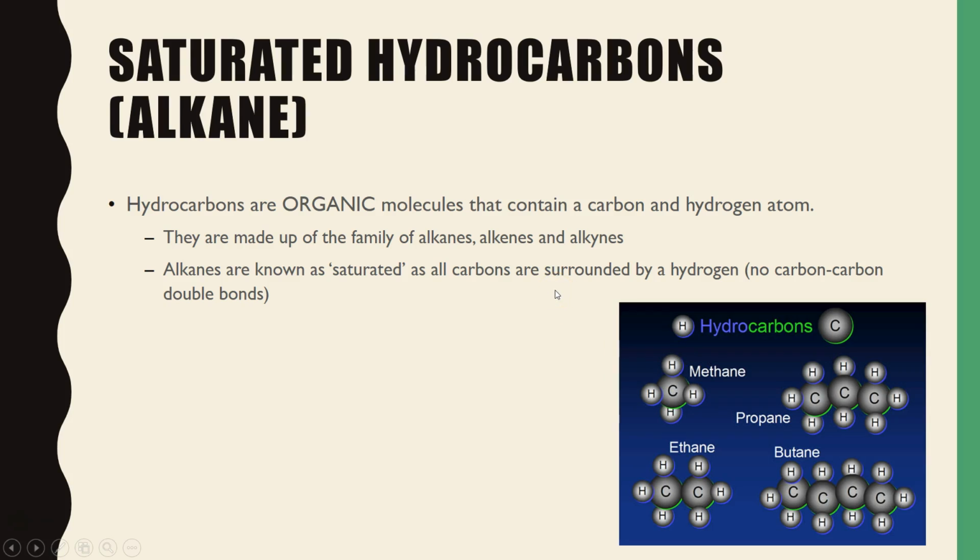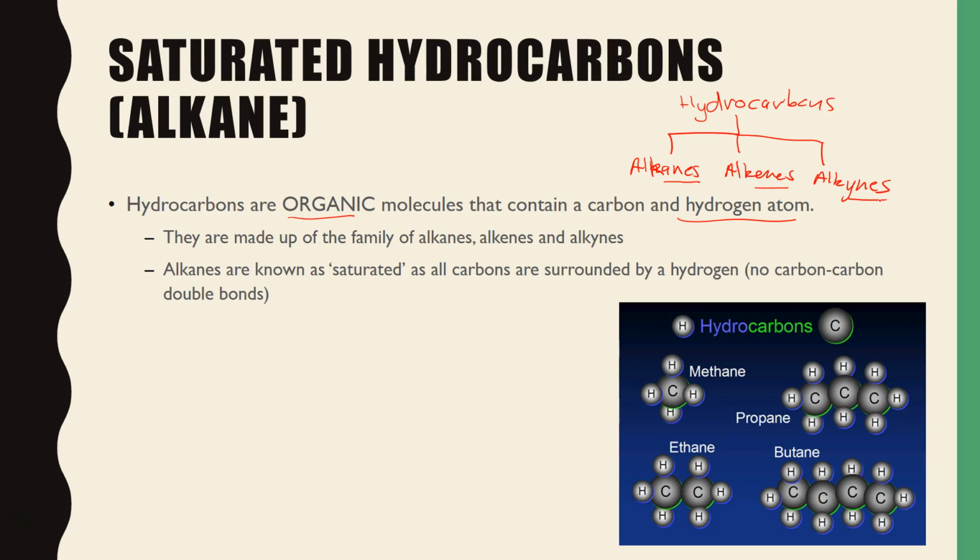So hydrocarbons. Hydrocarbons are known as organic molecules, and they contain carbon and hydrogen atoms. There are three types of them, and we're going to be studying one type today. The three types are alkanes, alkenes, and alkynes. Alkanes is spelt with A-N-E at the end, alkenes E-N-E, and alkynes Y-N-E.